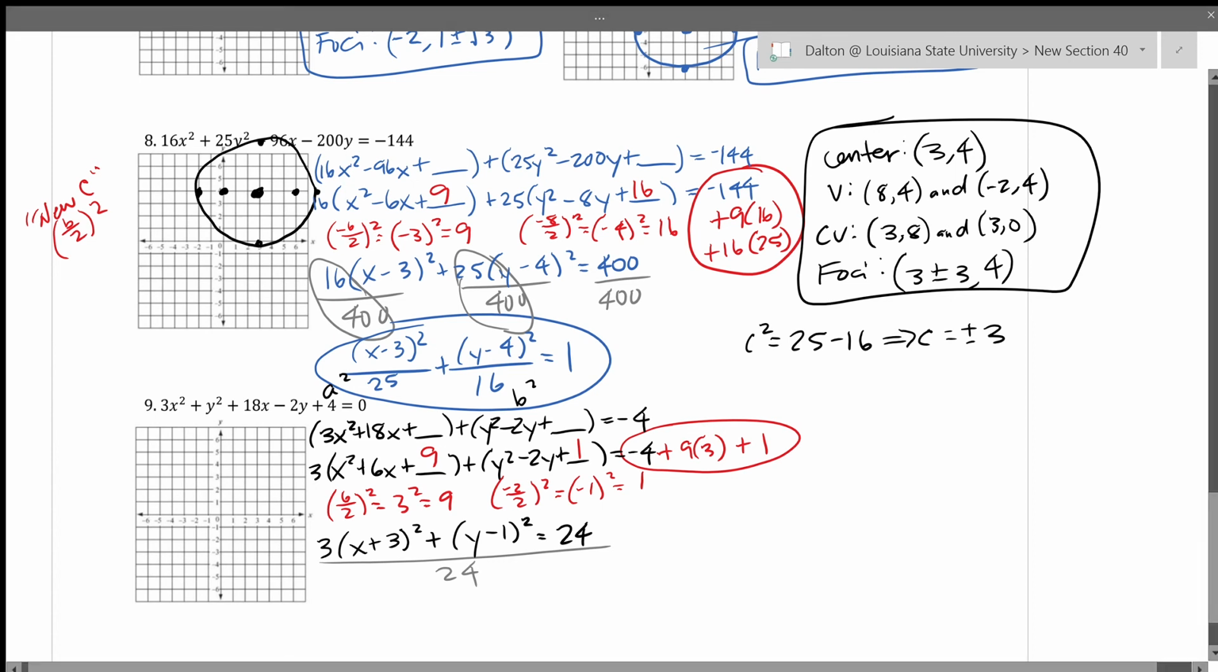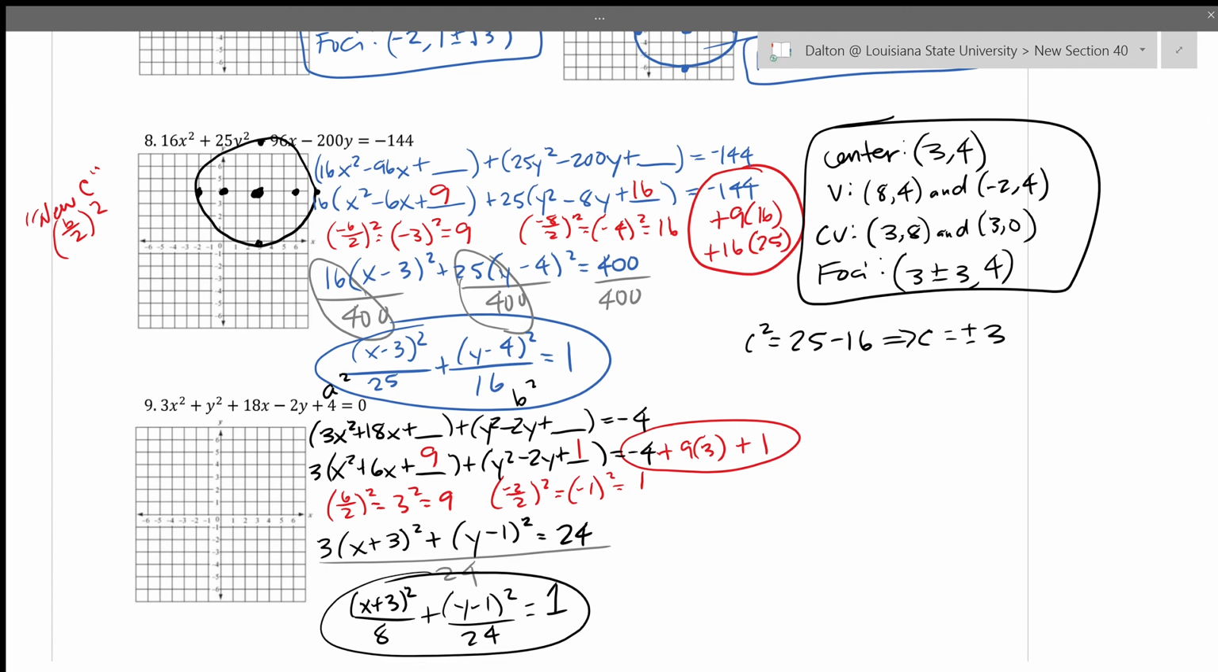In doing so, 3 over 24 will reduce to 1/8. So I'm going to get (x plus 3) squared over 8 plus, there is no coefficient for this (y minus 1) squared, so that one's just going to stay over 24. And then that's going to equal 24 over 24 is 1. So all of that was to get our new standard equation. And then from here, we can go ahead and get our information to be able to graph it.